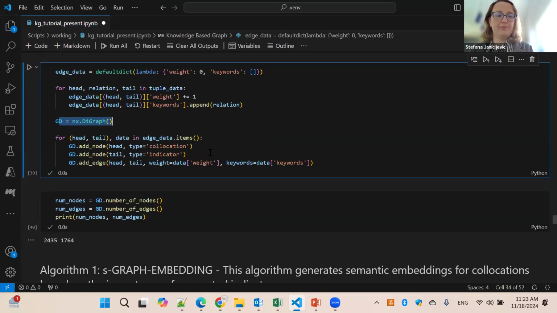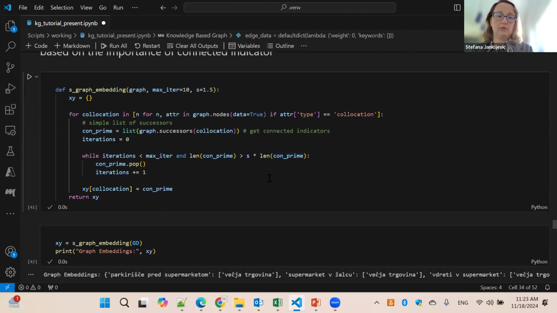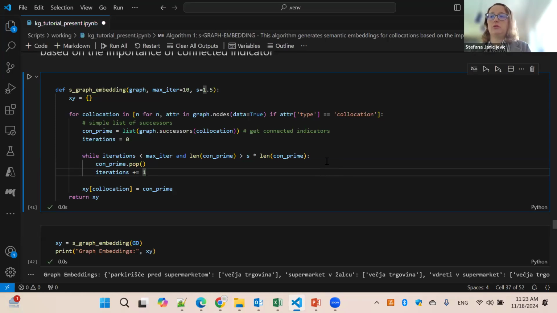What is more interesting? Graph embedding. So this is our algorithm. Our function generates embeddings by identifying a subset of connected nodes, or indicators, for each collocation. The function initially identifies all connected indicators, then iteratively reduces the list until it reaches a threshold. The basic parameter is S. Here is our S parameter. The result is an embedding dictionary where each collocation node has a set of connected indicators limited according to the specified criteria. So we have simply a reduced list of connected nodes for each collocation in the graph.